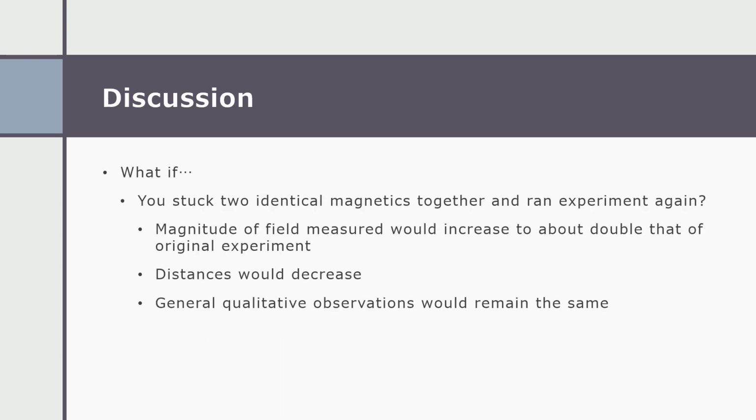And then what if I stuck two identical magnets together and did the experiment again? Well, the field would increase, hopefully to about double the original experiment. The distances would decrease, but the general qualitative observations would remain the same, such as that the magnetic field increases as you get closer to the bar magnet, and the directions will be the same as well.